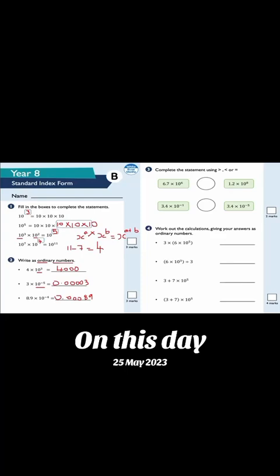Question number 3, complete the statement using greater than or smaller than. Well, if I look here, the power of 10 is bigger here, so straight away I know that that's going to be bigger than that. Because if the power of 10 is bigger, it doesn't necessarily matter what the start number is. If the power here is bigger, it means I'm going to have more zeros, which means I'm going to have more place values.